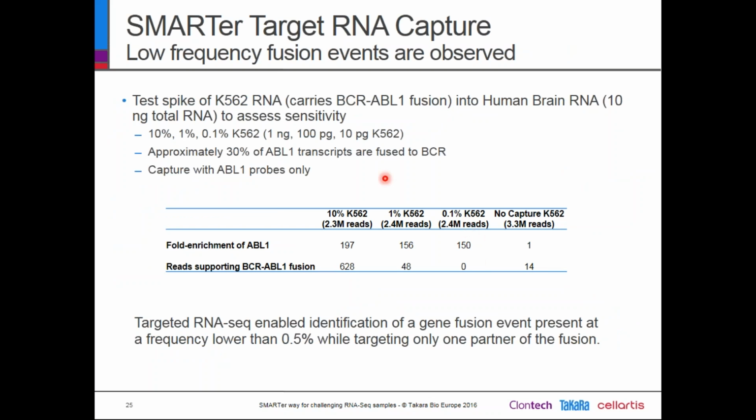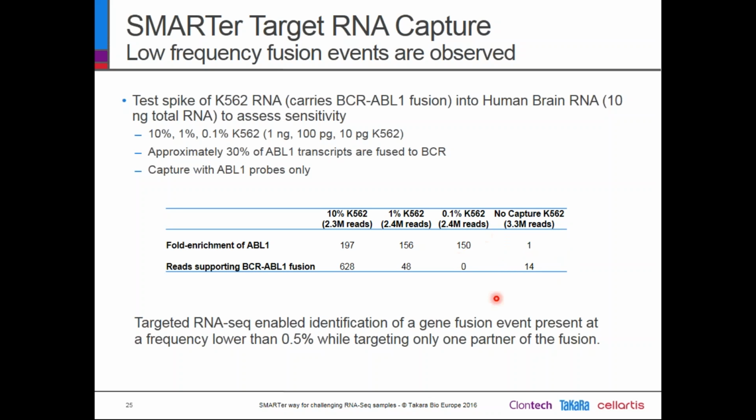Now here is just an example of the data that you can obtain. In this case, we spiked in a fusion for this gene, BCR-ABL1 fusion, and we spiked this fusion in this human brain RNA at different concentrations, and we wanted to see at what concentration we were able to detect the gene fusion. So the probes that we designed were only against the ABL1 gene, so only one of the partners of the fusion. We didn't do that for BCR, the other partner.